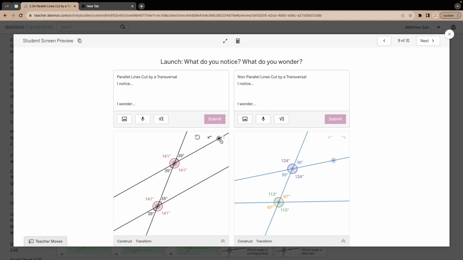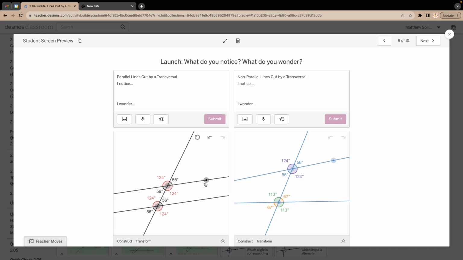Well, if the lines are parallel, these four angles always match up with these four angles. So 141, 39, 141, 39. Same thing over here. And I can move that all around. Even if the angles change, 56, 124, still matches up when they're parallel.